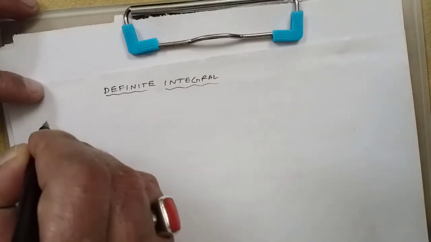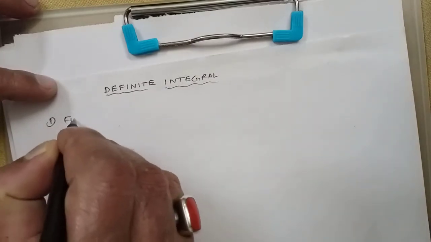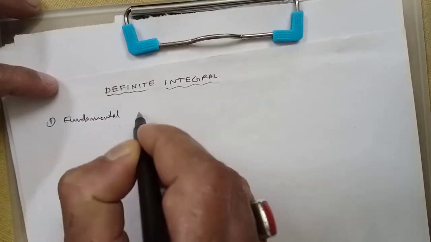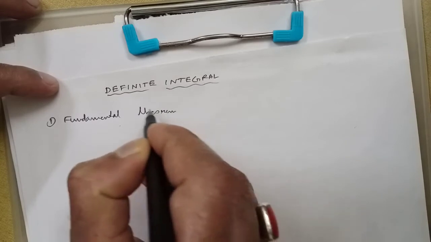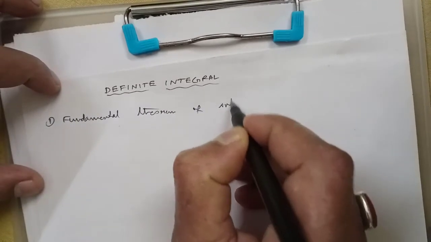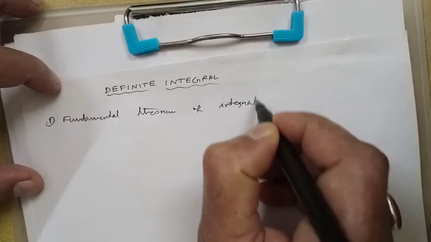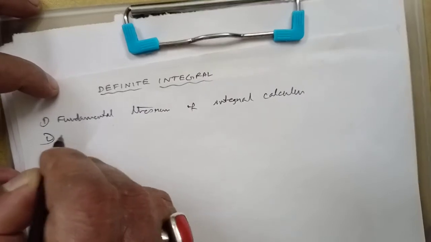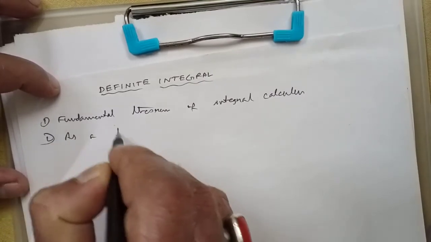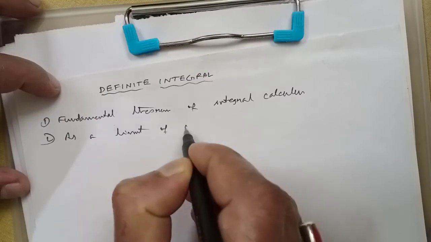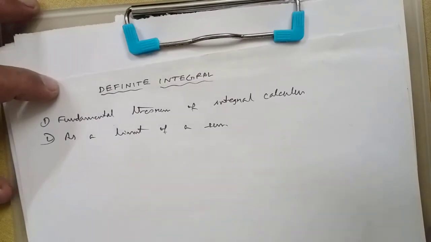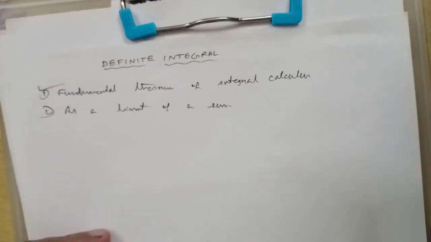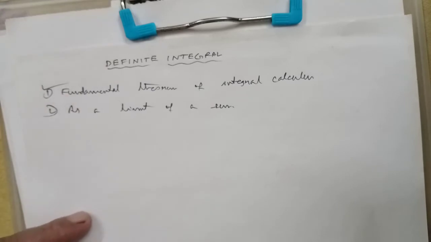Number one, it is viewed through fundamental theorem of integral calculus. Number two, it will be viewed as a limit of a sum. So initially our discussion will be on fundamental theorem of integral calculus. Let us state the theorem.